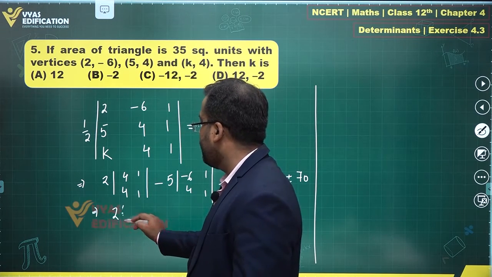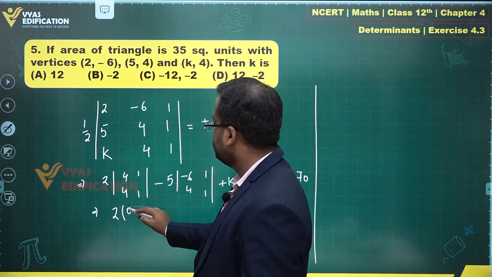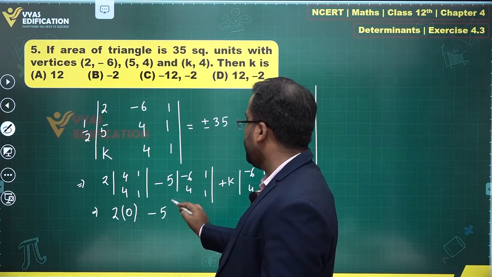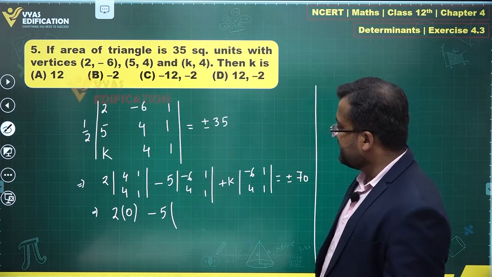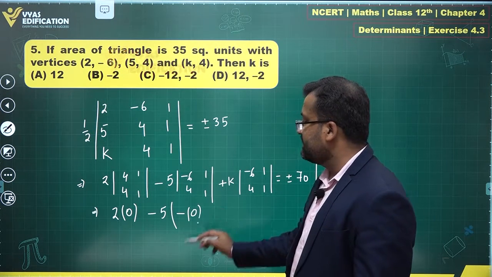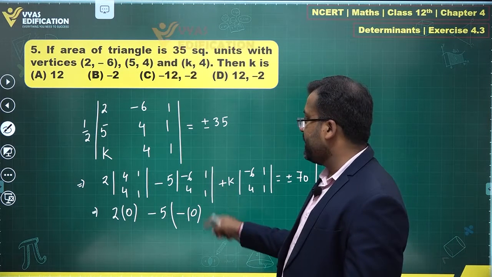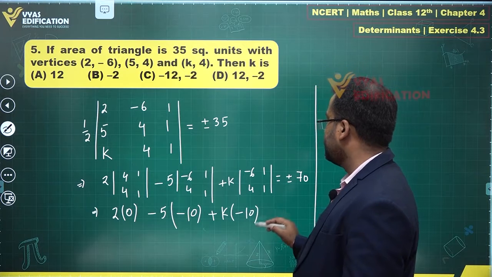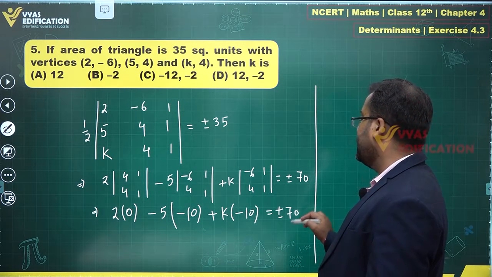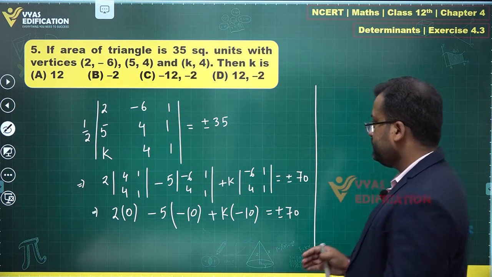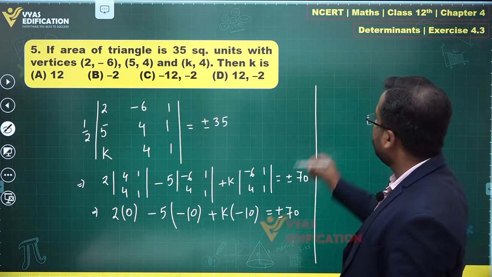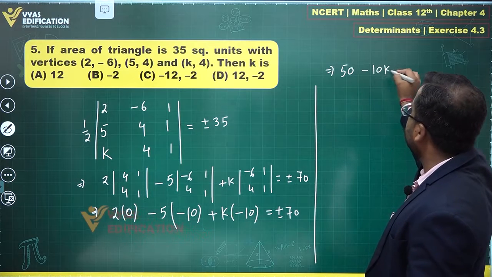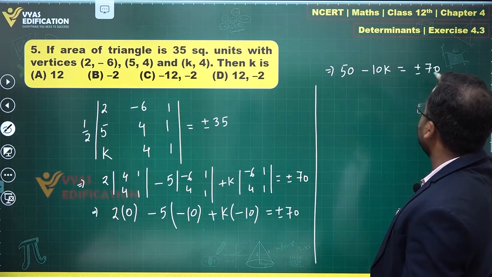What is this equal to further? This is 2 times 4 minus 4, which is 0. Then you have minus 5 over here times minus 6 minus 4, which is minus 10. Note this carefully. Plus k times minus 6 minus 4, which is again minus 10. Plus or minus 70 is what I have on the right hand side. This gives me 50 minus 10k is equal to plus or minus 70.